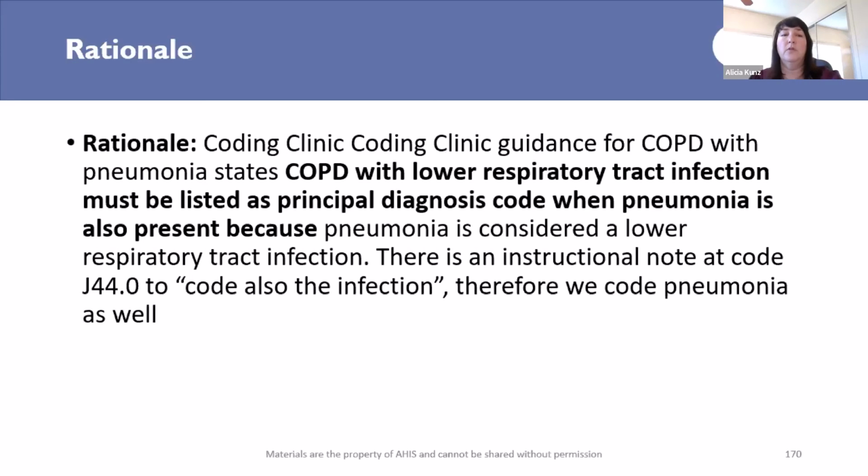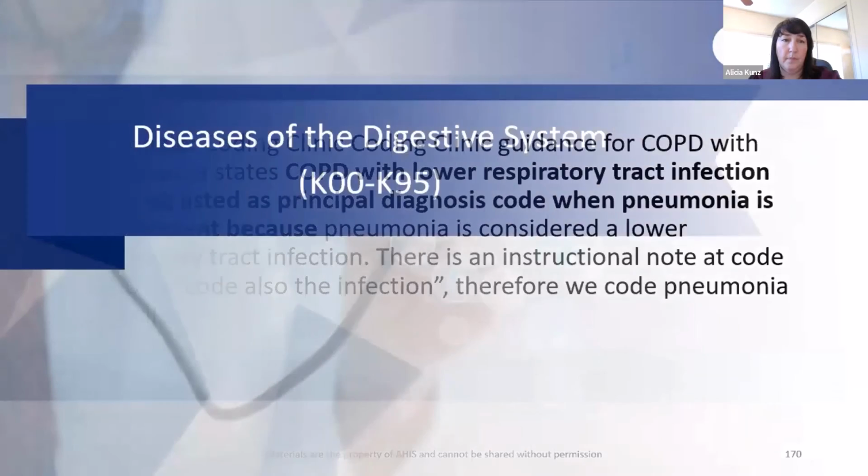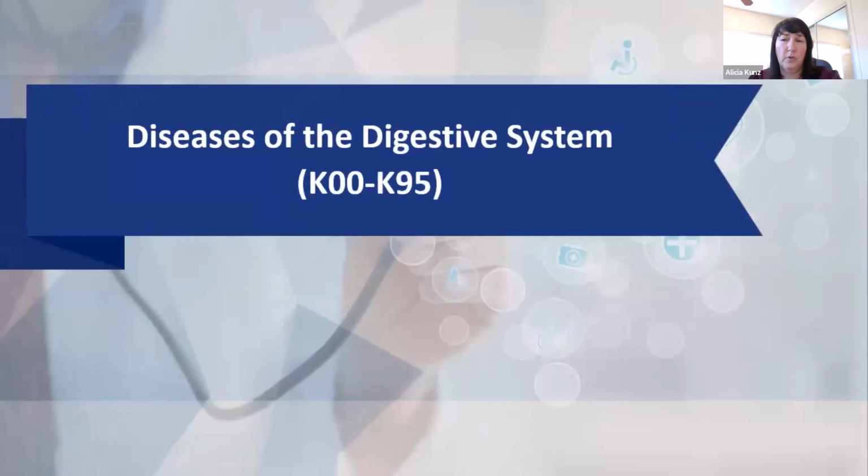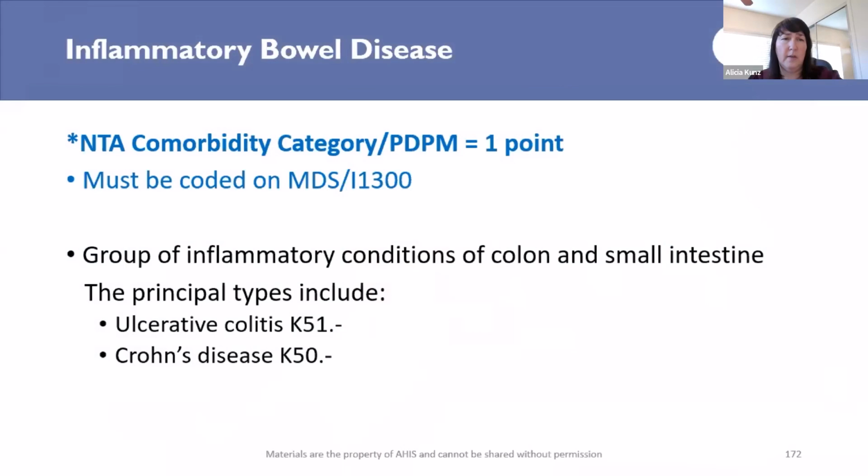So again, just driving home that Coding Clinic guidance for coding COPD with pneumonia. Next. We're going to move on to the next section, digestive system, inflammatory bowel disease. Just be aware that codes from this category will get you 1 comorbidity point. So these include things like ulcerative colitis and Crohn's disease.